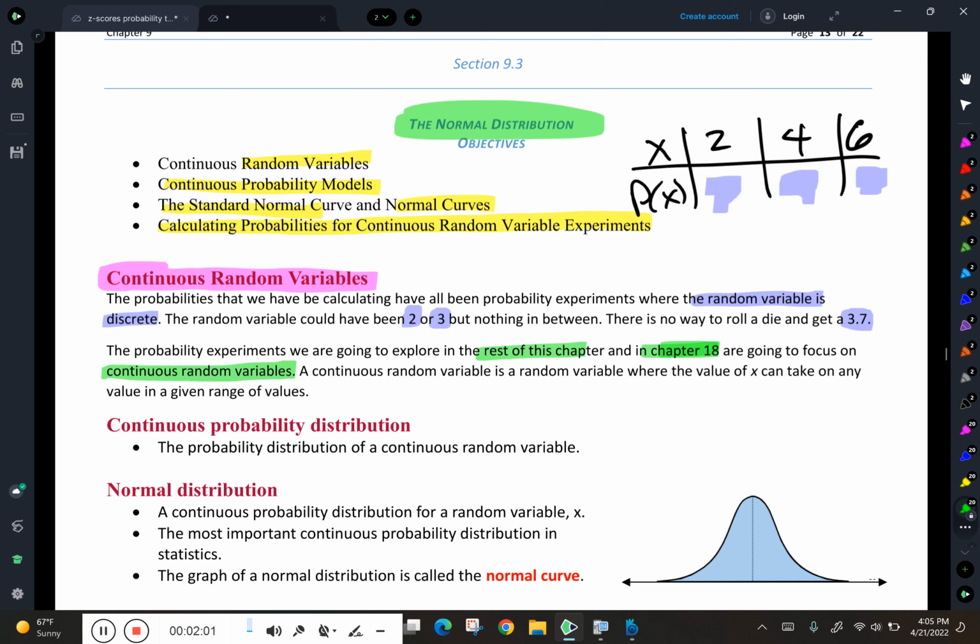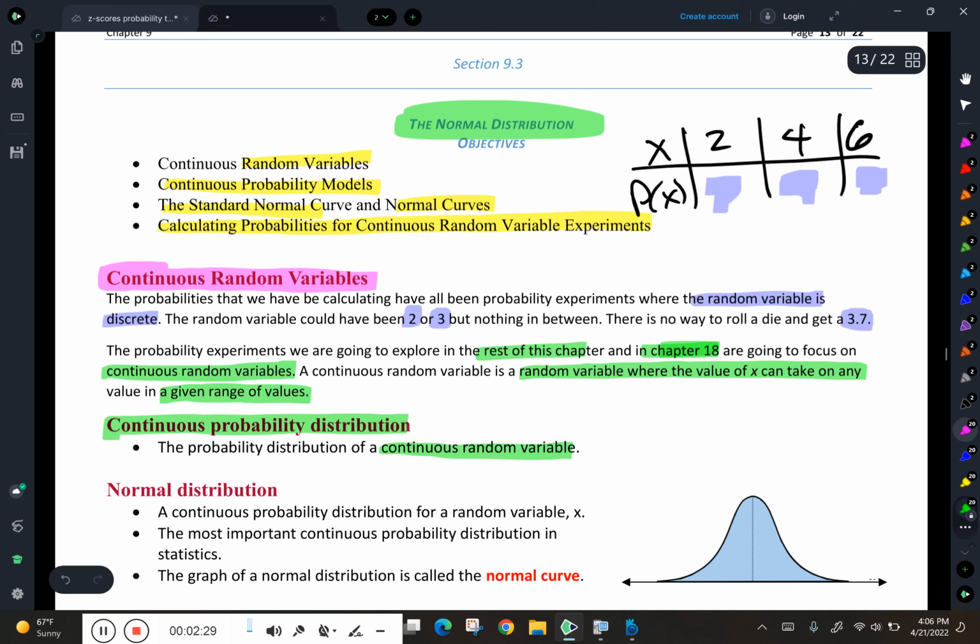A continuous random variable is a random variable where the value of x can take on any value in a range. So someone's going to give you a range of values and say it has to be in this range. A continuous probability distribution is a probability distribution for that continuous random variable.